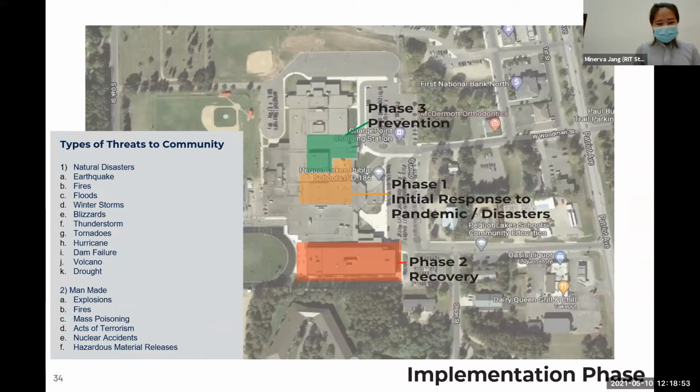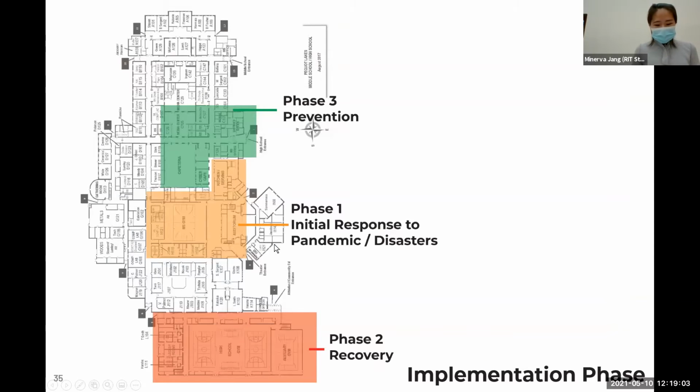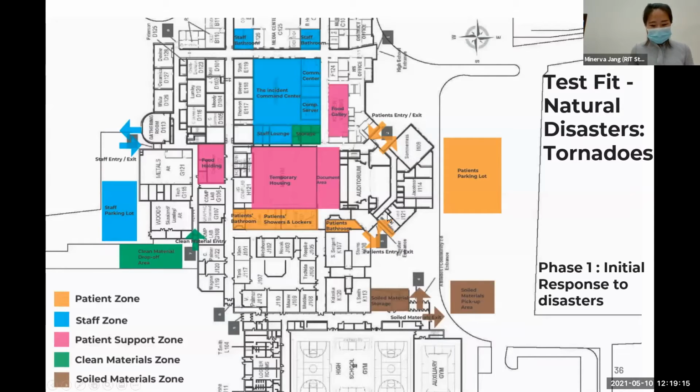These implementation phases are going to adapt to any type of threat to the community, including natural disasters, man-made disasters, and pandemics. By implementing the alternate care sites in typical high schools, we can provide equitable access to healthcare in the community, so that anyone can walk into the facility in an emergency situation. Now we're going to see 2 different scenarios for alternate care sites that I proposed.